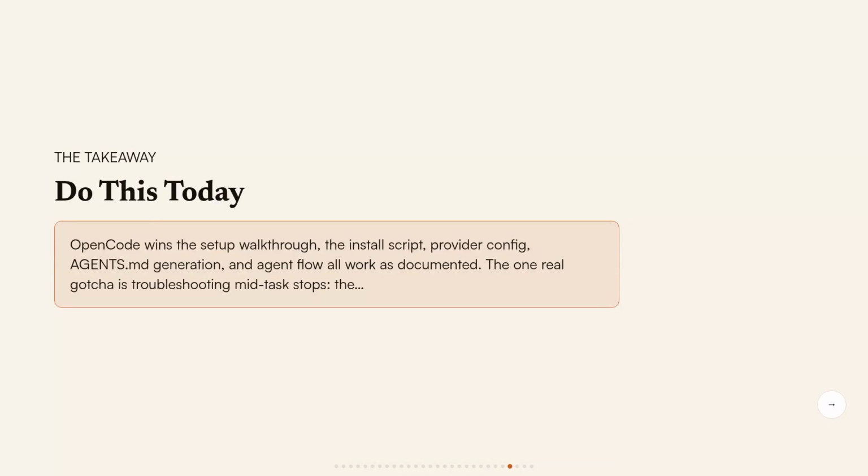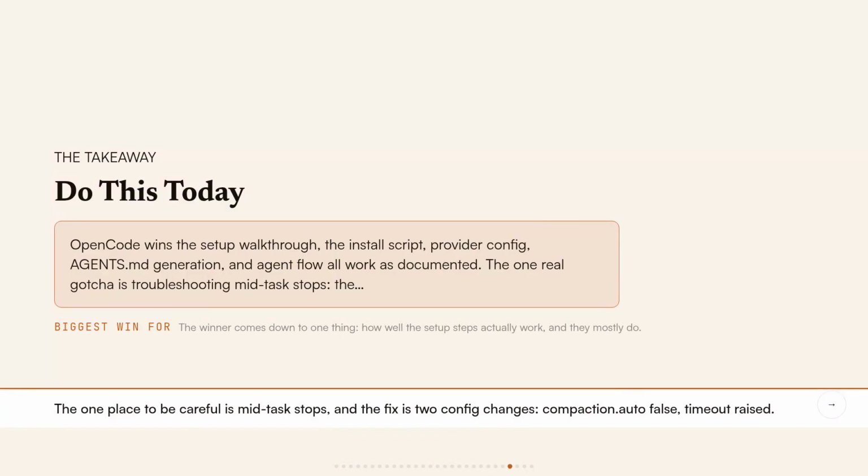If you want a terminal AI coding agent with a 1-line install and 75-plus providers, OpenCode is the right pick, and 5 of those 6 setup steps just work. The one place to be careful is mid-task stops, and the fix is 2 config changes: compaction.auto false, timeout raised.